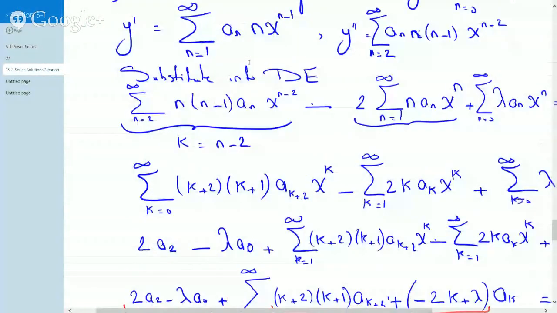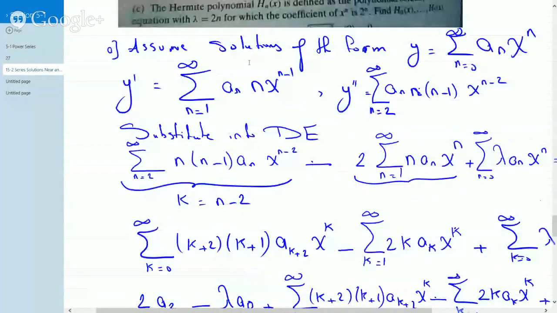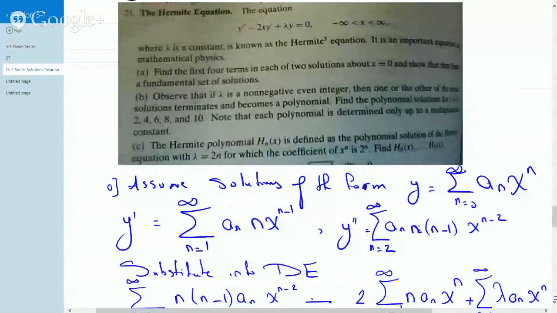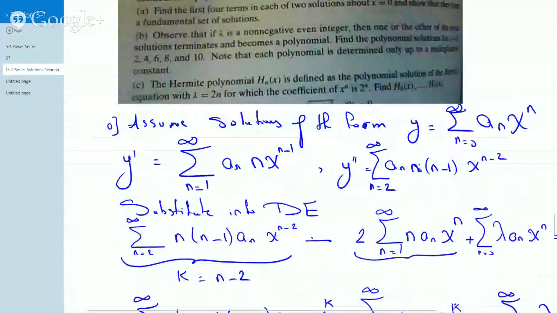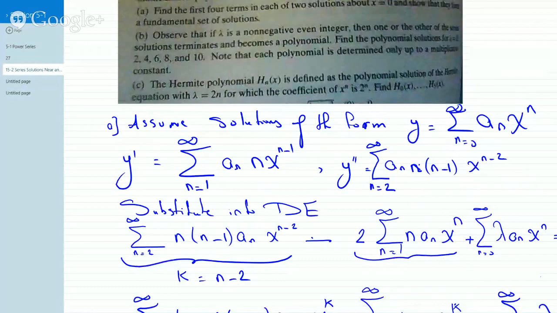Okay, so we got it done. We assumed solutions for this Hermite polynomial equation in the form of y equals the sum of a_n x to the n. We found the derivatives y prime and y double prime, and that shortened the series by 1, because every time you take the derivative of a constant you get 0.